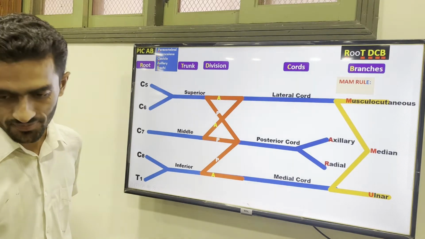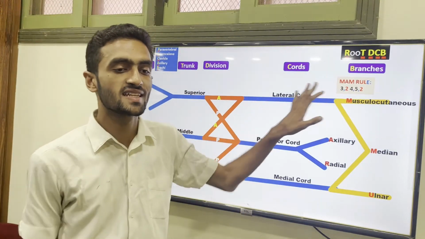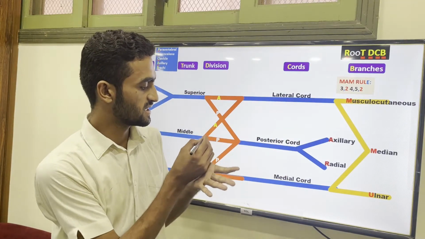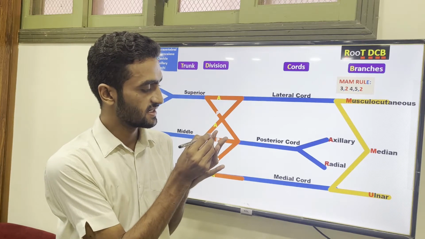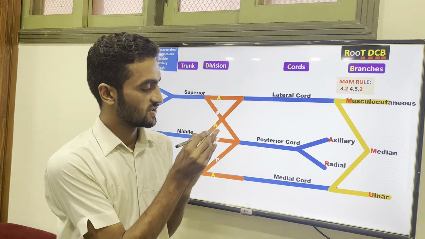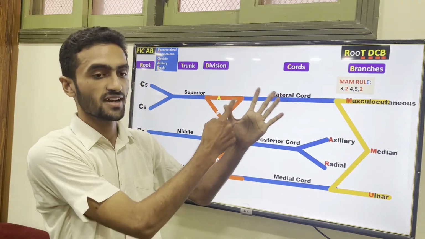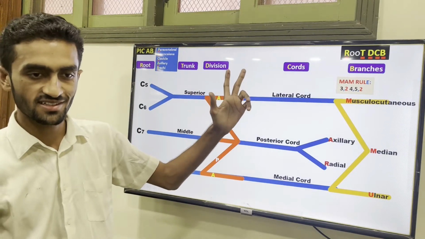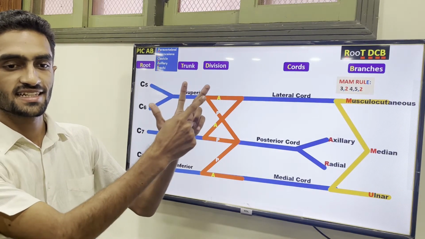Root value. So the rule is 3-2-4-5-2. This is actually the root: C5, C6, C7, C8, T1. You can practice it later. So the rule is 3-2-4-5-2: C5, C6, C7, C8, and T1. You can practice. If you can see, it's good. Otherwise, you can see later. So these three, what is the root? C5, C6, C7.